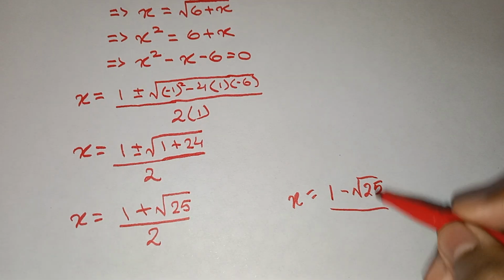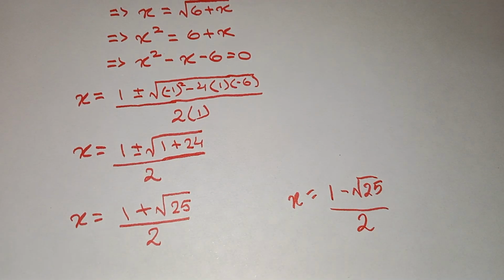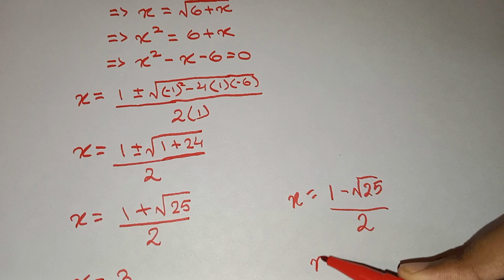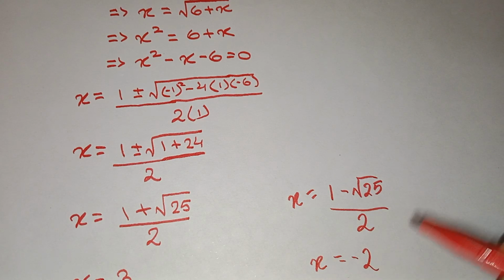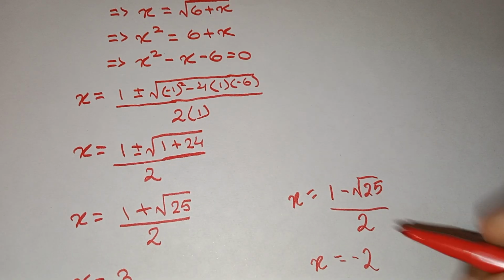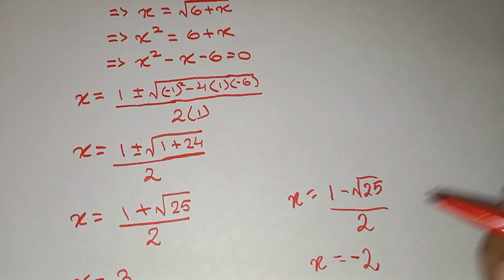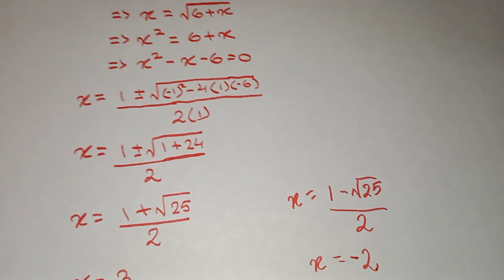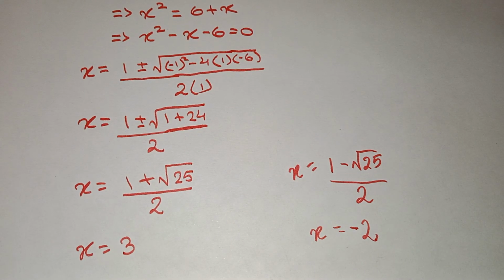So after calculating, what answer do we get? x equal to 1 plus 5 over 2, which is 6 over 2, so x equals 3. And the other is x equal to minus 2, because 1 minus 5 is minus 4, and minus 4 over 2 is equal to minus 2. Now we have reached the answer, but there is a problem here.